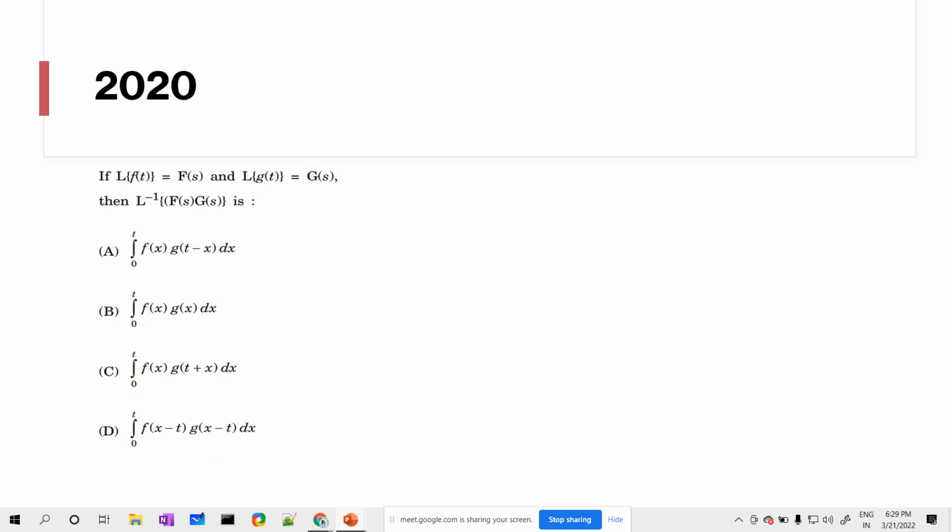So this is a 2020 question. Now it is showing correct. So the correct key should be A. It was right. A, same ही question है लेकिन उसको थोड़ा अलग तरीके से लिखा गया. Just a convolution theorem again.